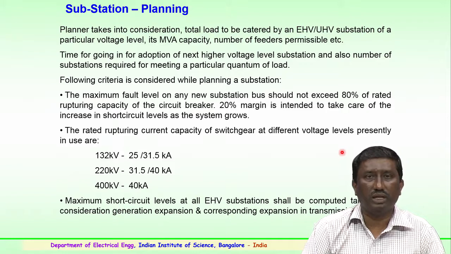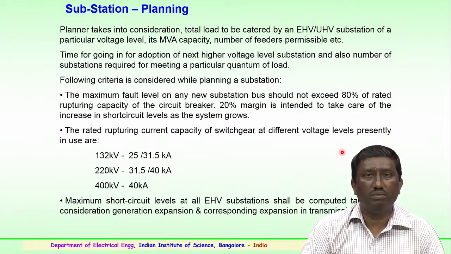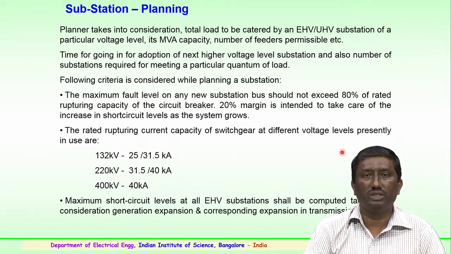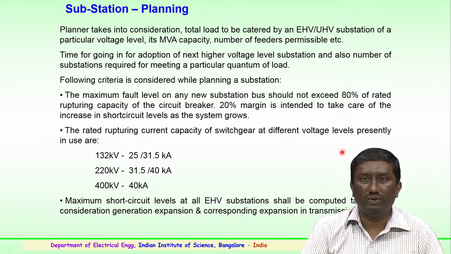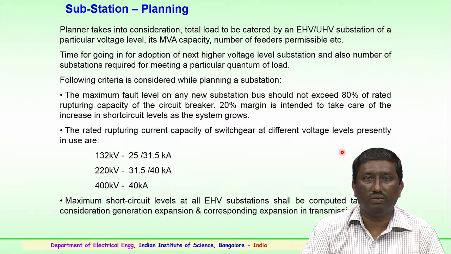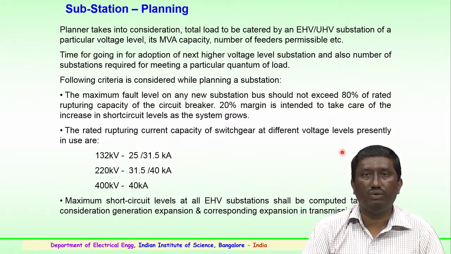Substation planning is again a very important task, similar to transmission planning. Here the planning engineers have to take into consideration the total load to be catered by an extra high voltage or ultra high voltage substation of a particular voltage level, its operating MVA capacity, and the number of feeders permissible in that planned substation. The time for adopting the next higher voltage level, and the number of substations required for meeting a specific quantum of load, could also be estimated and planned for future use.